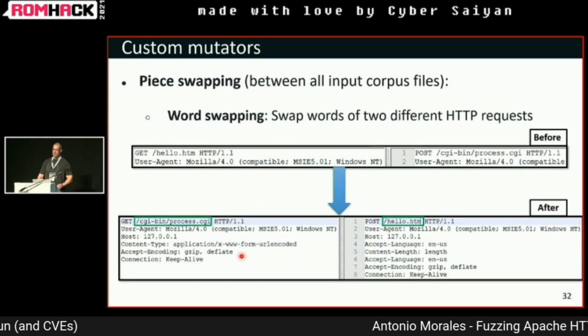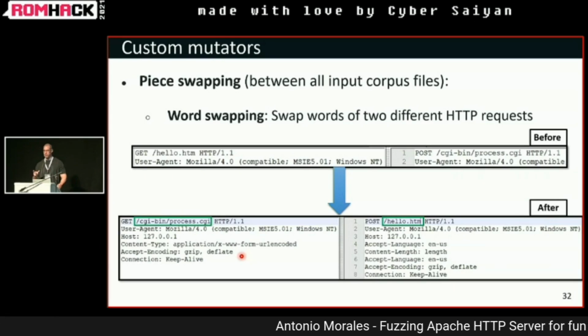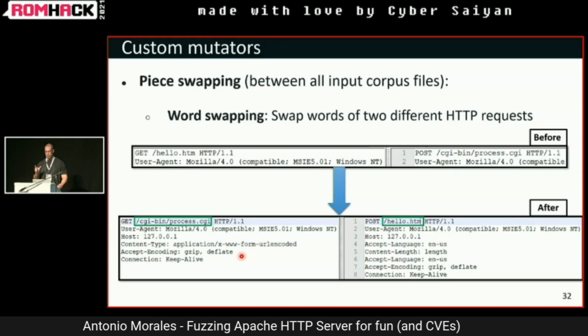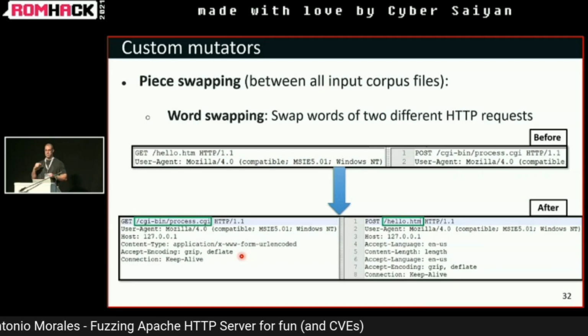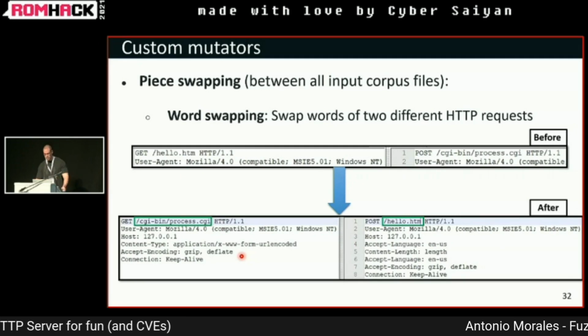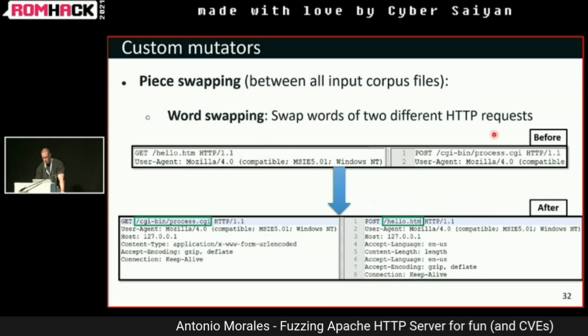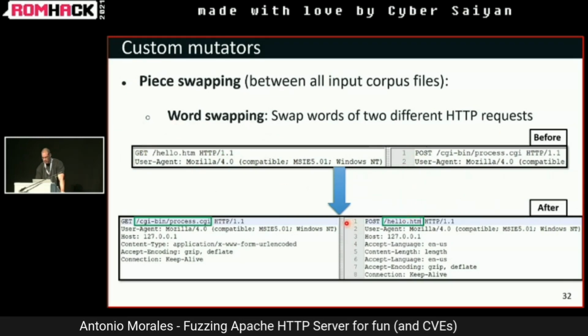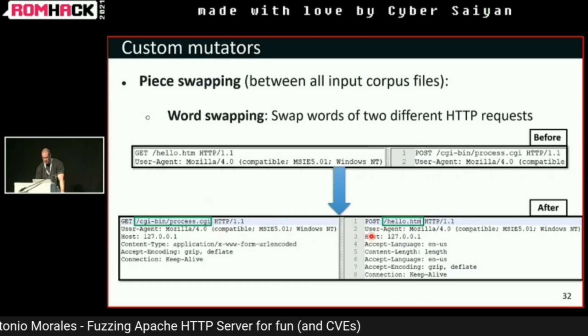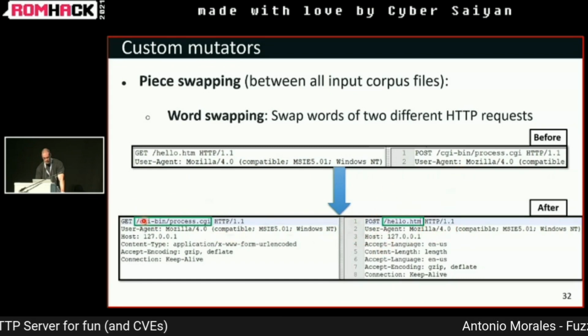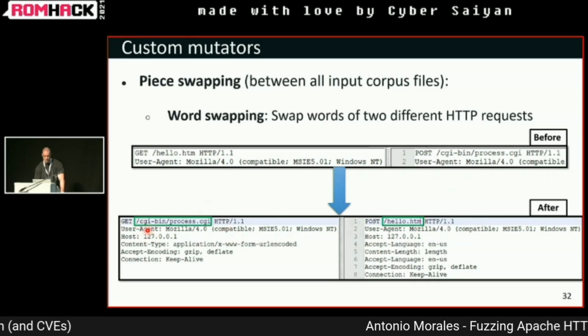In this second example, we can see a word swapping. That just swaps two words, or more specifically, two parts of the URL. In the picture below, you can see as the HTTP requests, GET hello and POST, have swapped their URL. Now the POST goes to hello and the GET goes to CGI.